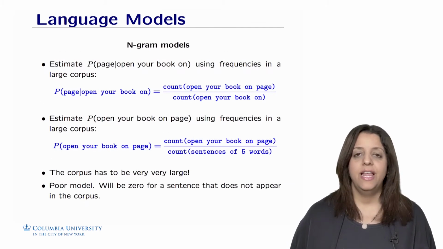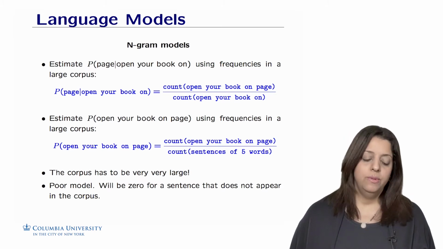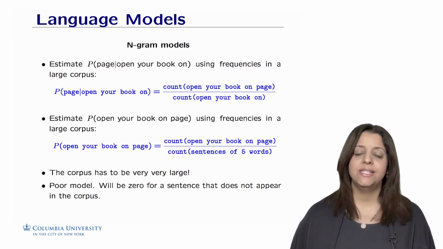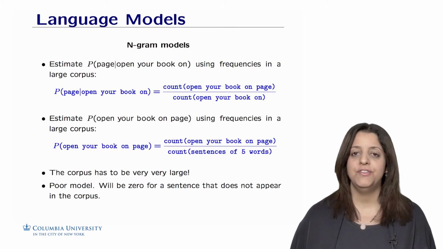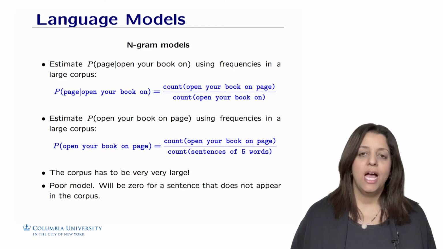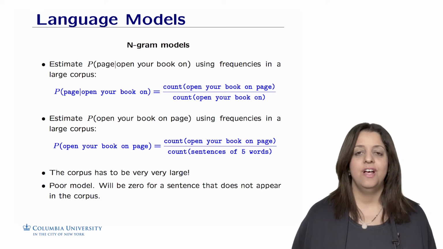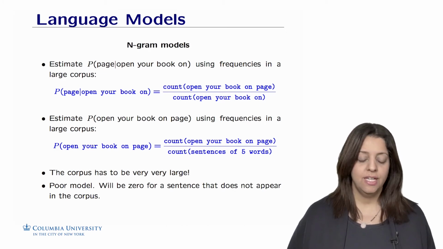So what's the idea of language models using n-gram models? Suppose we want to estimate the probability of the word "page" following the sentence, "open your book on". In other words, we want to estimate the probability of page given that the sentence observed, or the history, is "open your book on". Before we dive into n-gram models, let's first examine how we can estimate the conditional probability of having a word, or the prediction of a word, given a sentence.